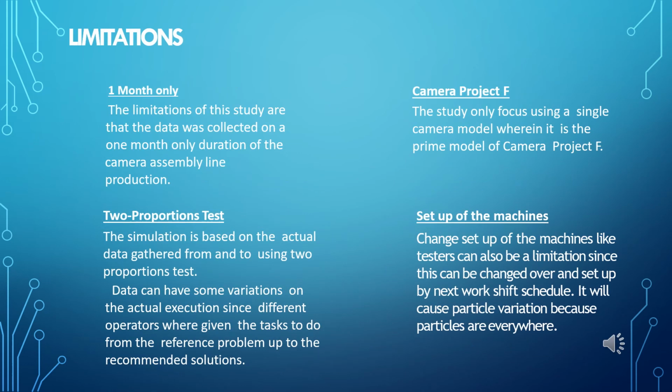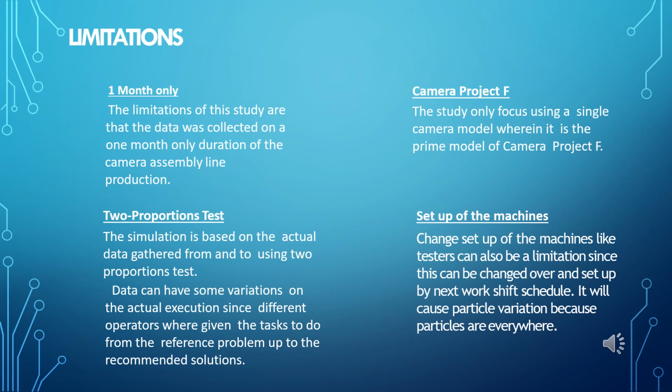I have 4 limitations on this study. First, the data was collected over a 1 month duration only of the camera assembly line production. Second, for the two proportions test, the simulation is based on the actual data gathered using the two proportions test. Data can have some variations in the actual execution since different operators were given the task to do from the reference problem up to the recommended solution.